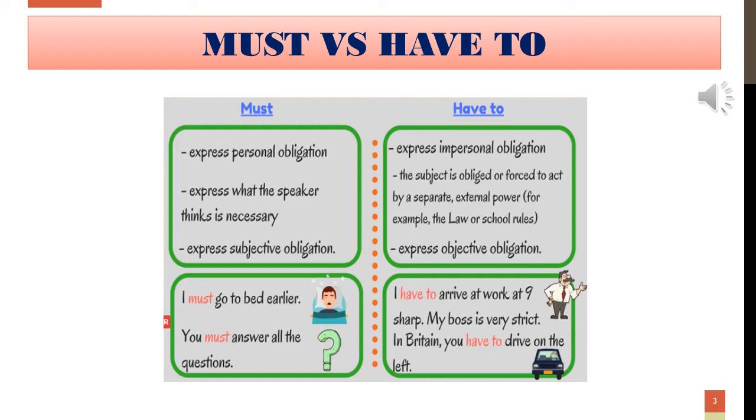Okay? And have to. When do we use have to? We use have to express impersonal obligation. The subject is obligated or forced to act by a separate external power. For example, the law or school rules. Or to express objective obligation. For example, I have to arrive at work at 9, sure, my boss is very strict. Or in Britain, you have to drive on the left. Okay, this is about have to.